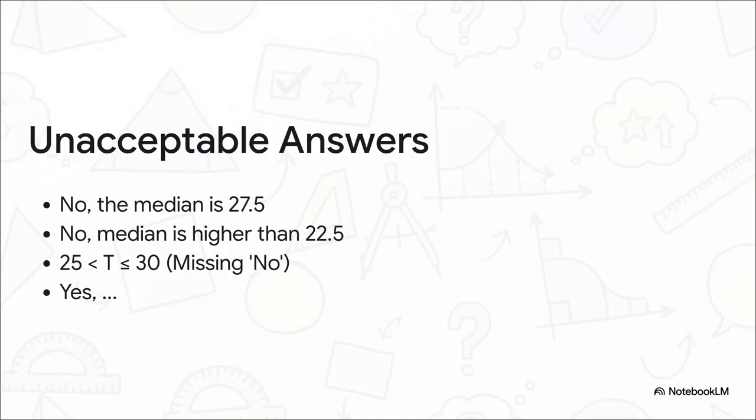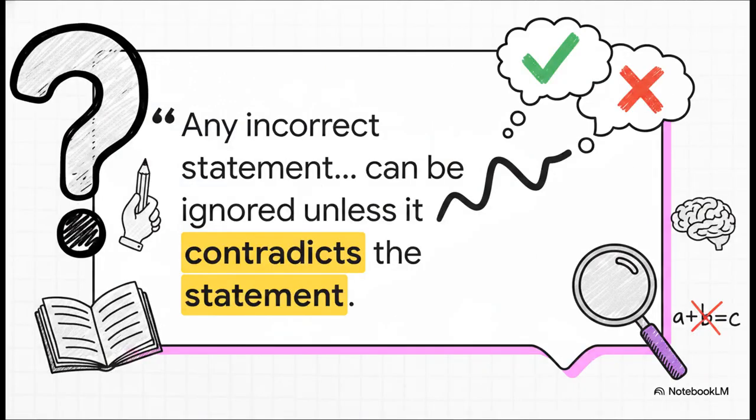We really need to look at what to avoid, because the examiners explicitly list these as unacceptable responses. For example, if you just write down the correct interval without actually starting with the word no, 0 marks. Vague statements like the median is higher than 22.5 also won't cut it. And, naturally, if you start your answer with yes, you lose the mark instantly. No way around it.